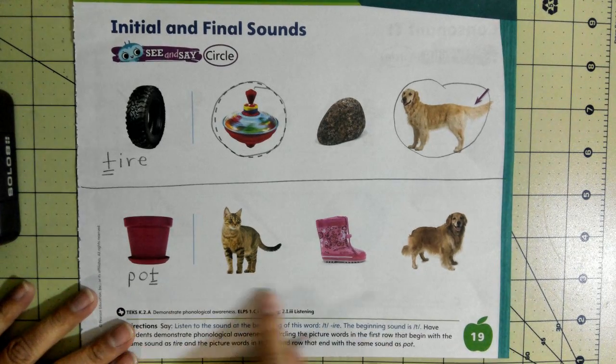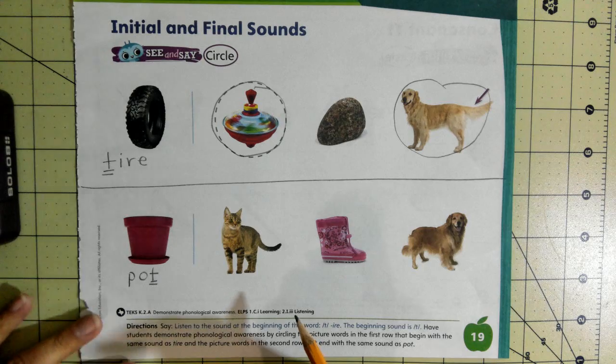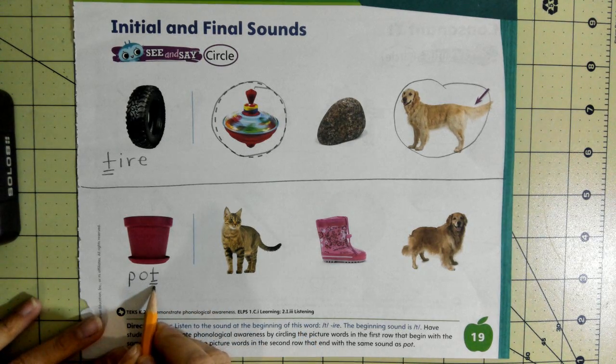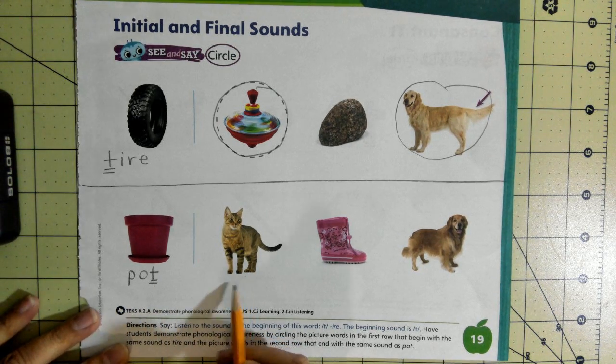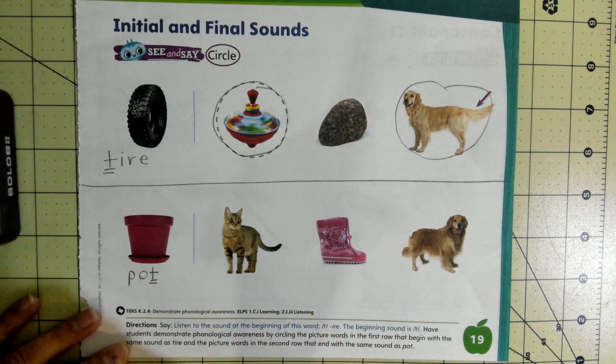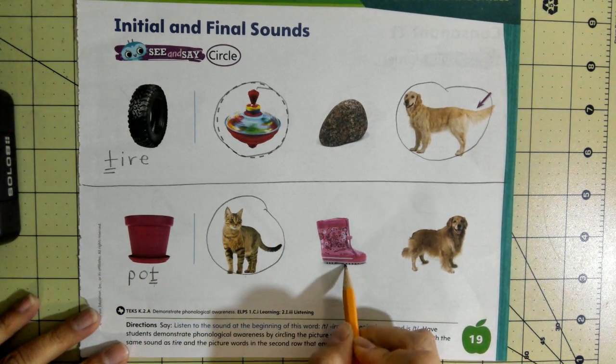So now in this row, we're going to look for the words that end with T, the last sound that we hear. If it's T, we're going to circle it, like in pot. So let's look at our first one. We have cat. What's the last sound? At. The last sound is T, so we will circle it. Let's look at the next one.